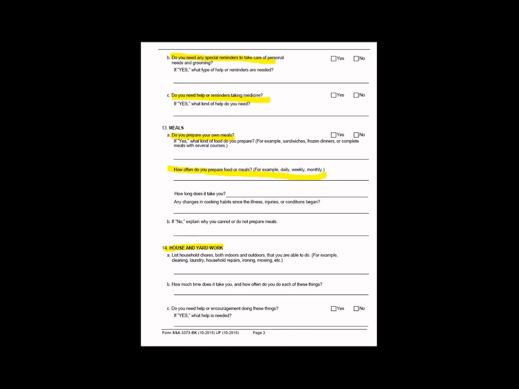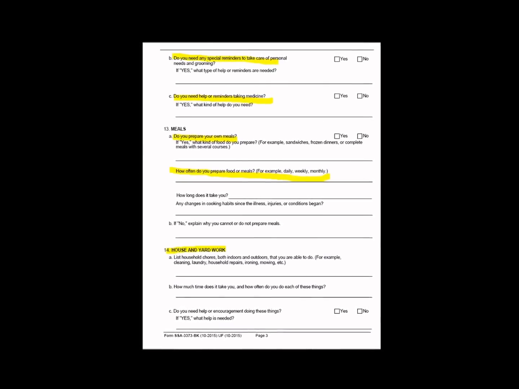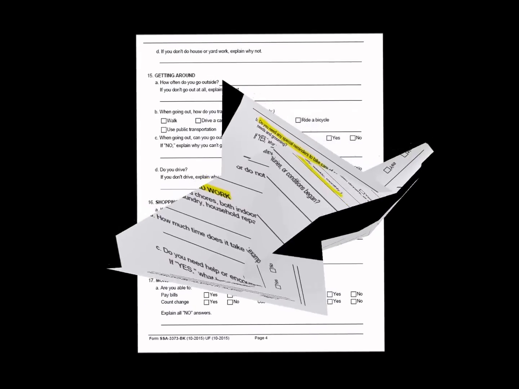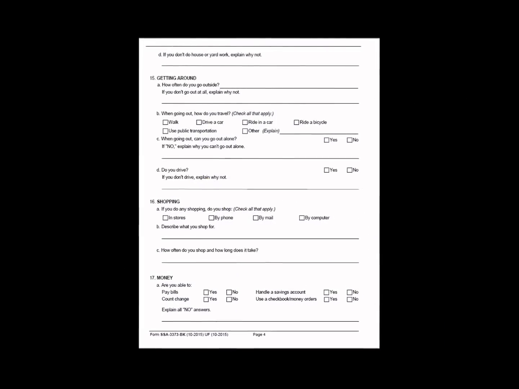Same thing, house and yard work. Now, this might be a little more tricky if you're living in an apartment, but think about it. Little things, house and yard work. Are you dusting? Are you mopping? Are you cleaning? Are you doing laundry? Are you cutting the grass? Are you gardening? All of those things you want to lay out to Social Security, so they know the circumstances of how you do things. This way there's no confusion about what exactly you can do.